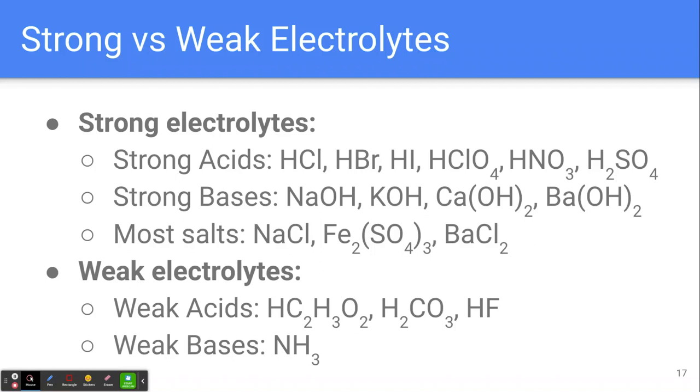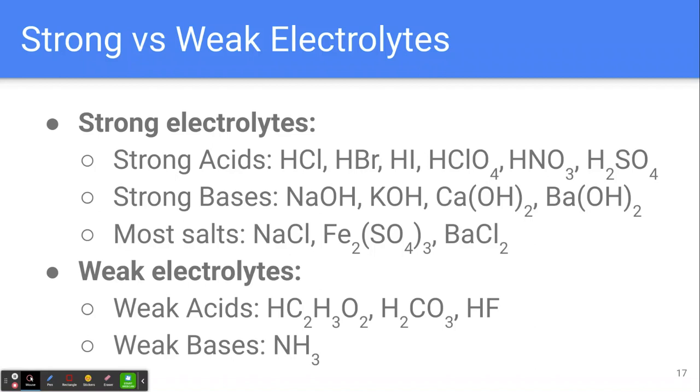Strong electrolytes include ionic salts that dissolve in water. Essentially what that means is that those substances are going to completely break into their ions. They're not going to stay together in the formula that you see. They're going to break apart into the ions that are connected to each other.